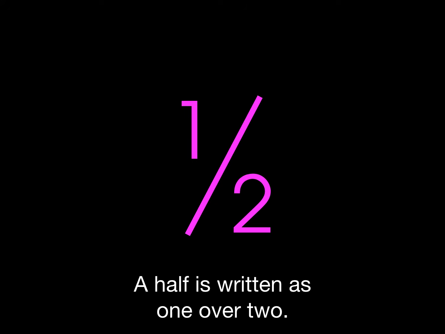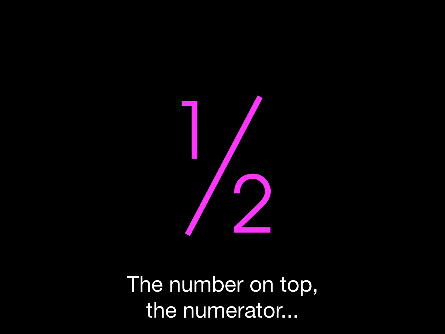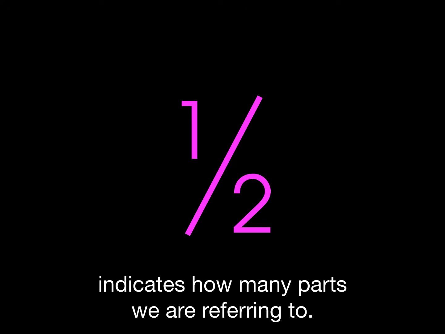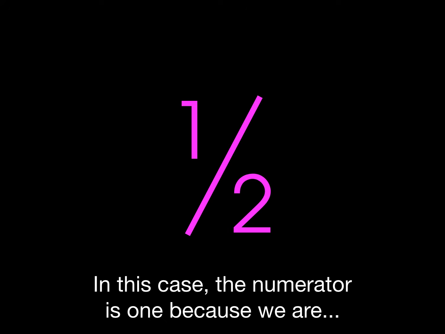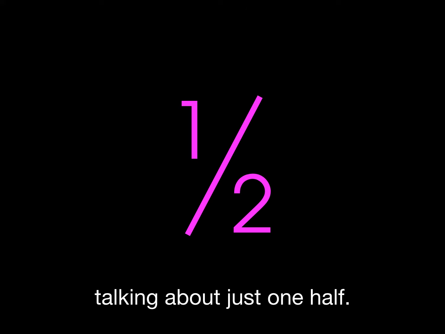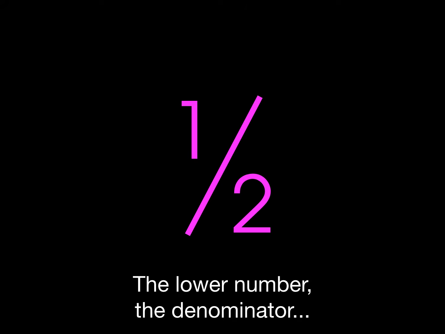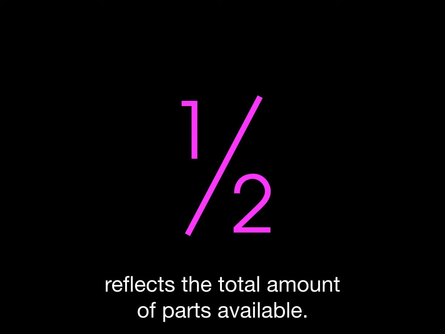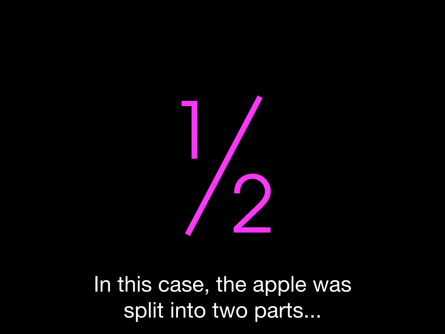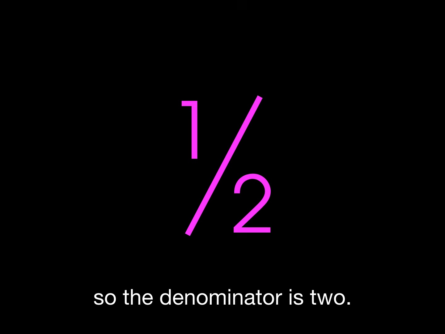A half is written as 1 over 2. The number on top, the numerator, indicates how many parts we are referring to. In this case, the numerator is 1 because we are talking about just one half. The lower number, the denominator, reflects the total amount of parts available. In this case, the apple was split into two parts, so the denominator is 2.